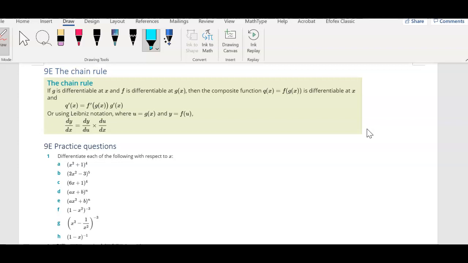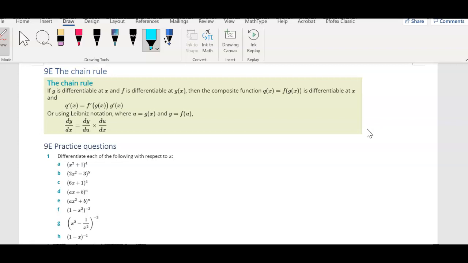Hello everyone. In this video, we're going to go through 9E, the chain rule. You've got in that little box some theory about the chain rule, and when I read through it, I'm like, this is just going to sound a lot more complicated than what it actually needs to be. The chain rule is not difficult. Out of the chain rule, product rule, and the quotient rule, it's probably the most straightforward.